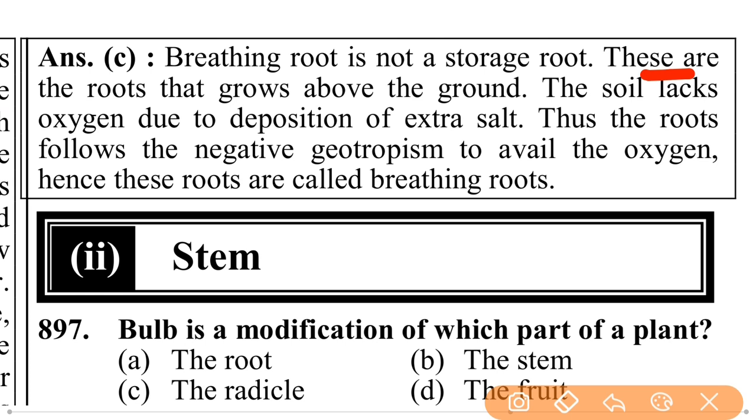The soil lacks oxygen due to deposition of extra salt. Thus, the roots followed negative geotropism to avail the oxygen. Hence, these roots are called breathing roots.